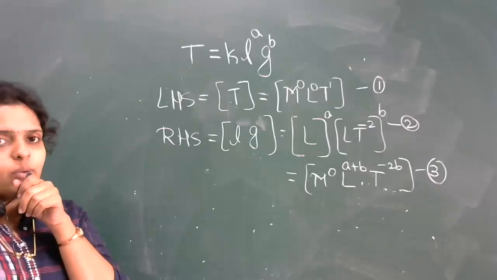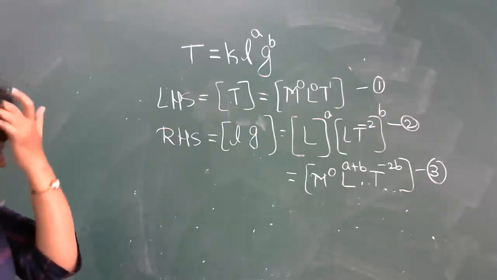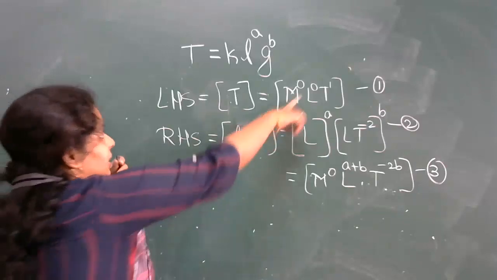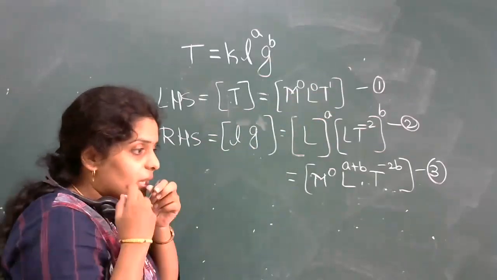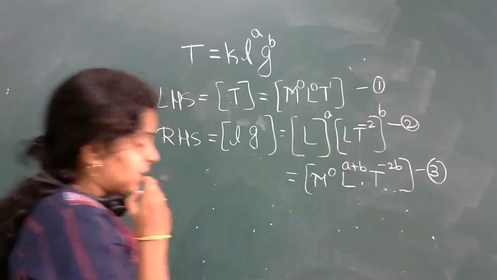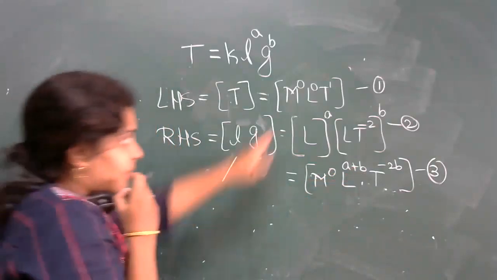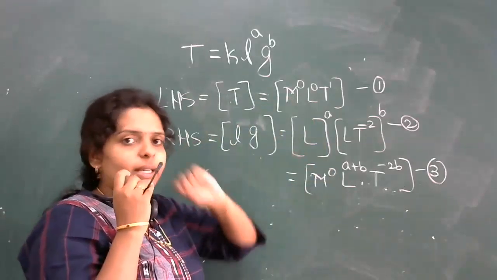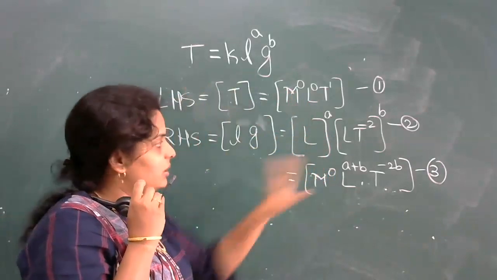So if I equate the RHS and LHS, what are you going to get? Just check. Here it is M raised to 0, L raised to 0, T raised to 1. In equation 3, what do we have? M raised to 0, L raised to a plus b, T raised to minus 2b. For M we have the power 0 on both sides, so no need to bother about that.